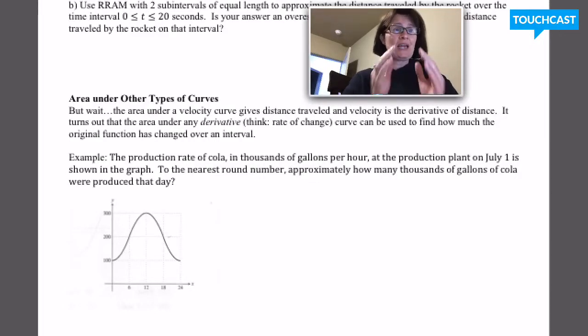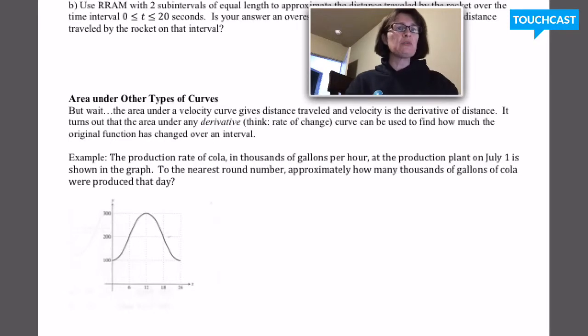Now here's the exciting thing. Right now, the one thing you should be 100% certain on is that the area under a velocity curve gives distance traveled. But there's a relationship between distance and velocity. We know that velocity is the derivative of distance, of position. It turns out that you can find the area under any derivative curve, a rate of change curve, to figure out how much the original function has changed over that time interval.